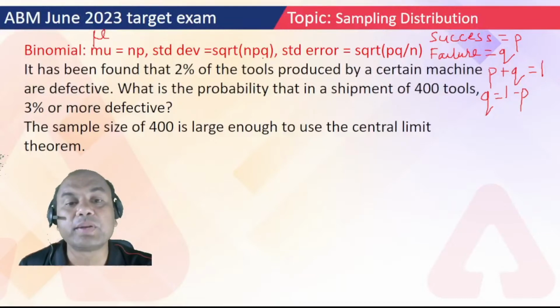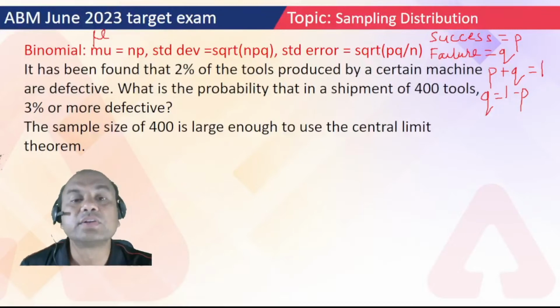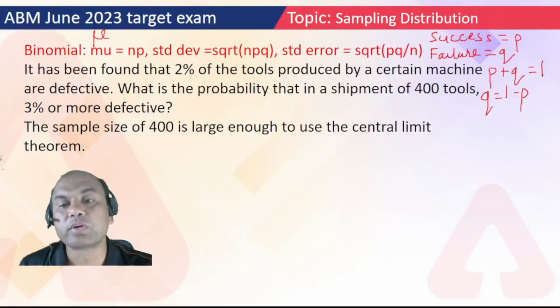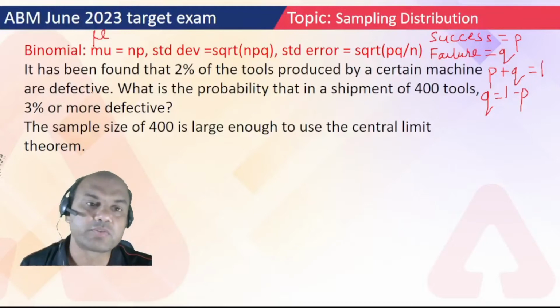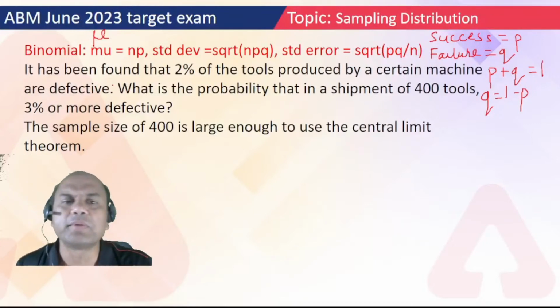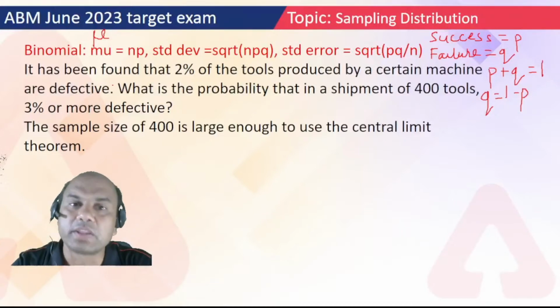It has been found that 2% of the tools produced by a certain machine are defective. We don't know that machine. I don't know how many tools this machine is producing. It might be producing 1 lakh tools per day, or 1 crore tools per day, or 10 tools per day. It's only given that 2% of the tools of a certain machine are defective. So this is for an infinite population.